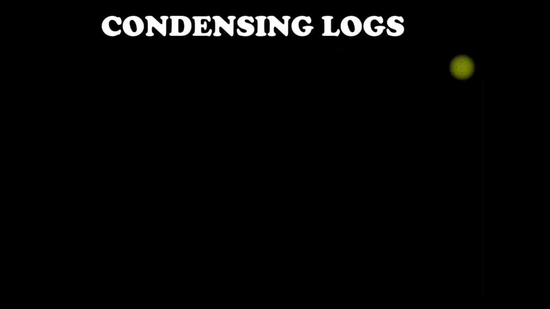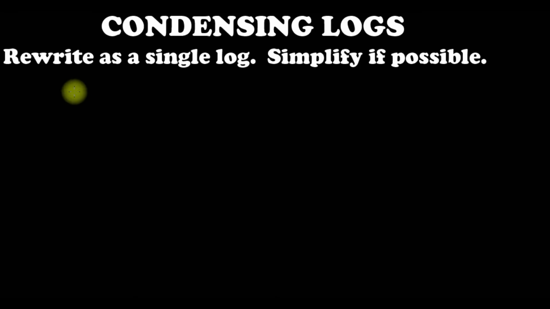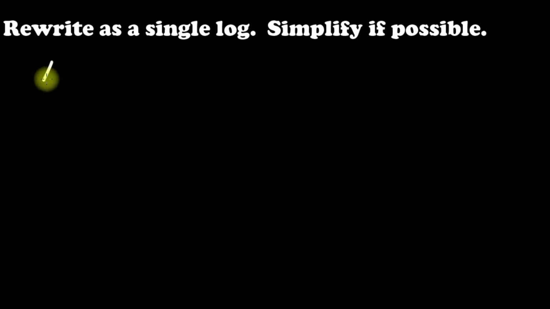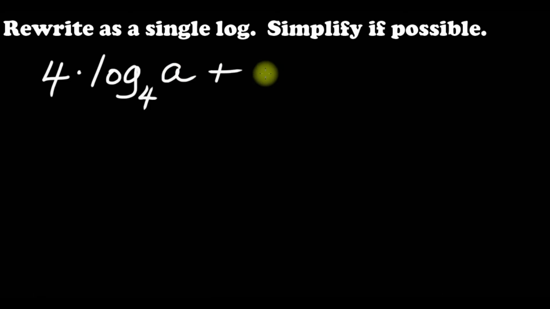Now we are going to look at condensing logs. Condensing logs is to rewrite as a single log. Simplify if possible. Let's take a look at the first example of condensing logs. So here we have 4 times log base 4 of a plus 2 times log base 4 of b.